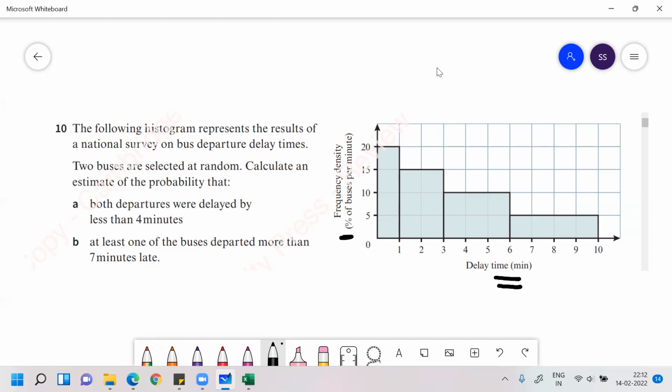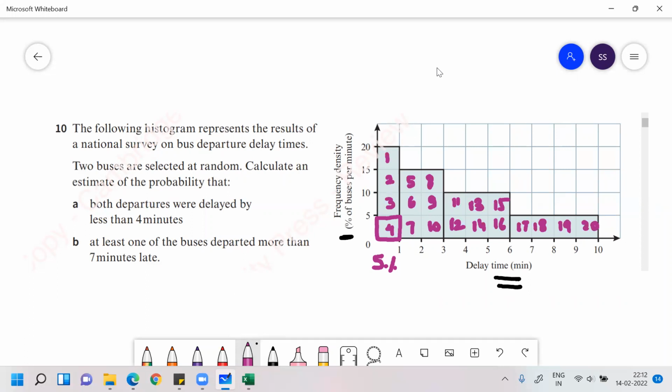If you look at this diagram, each rectangle you see in the histogram represents 5%. If you count the number of rectangles, it will be 1, 2, 3, 4, 5, 6, 7, 8, 9, 10, 11, 12, 13, 14, 15, 16, 17, 18, 19, 20. So each rectangle represents 5%, and altogether this is 100%.